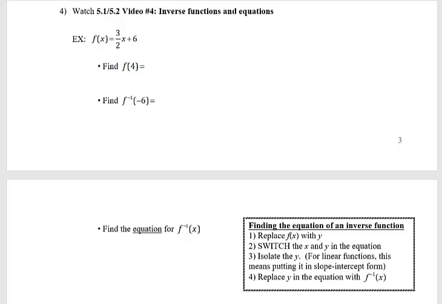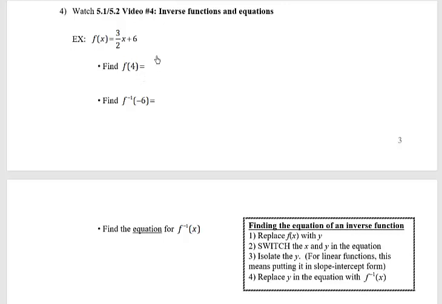This is video number 4 for sections 5.1 and 5.2, inverse functions and equations. So this time I've given you the equation of a function, and let's play around with that a little bit as it relates to these inverse function ideas. Of course, the first example here has nothing to do with inverse functions. We've done this many, many times.